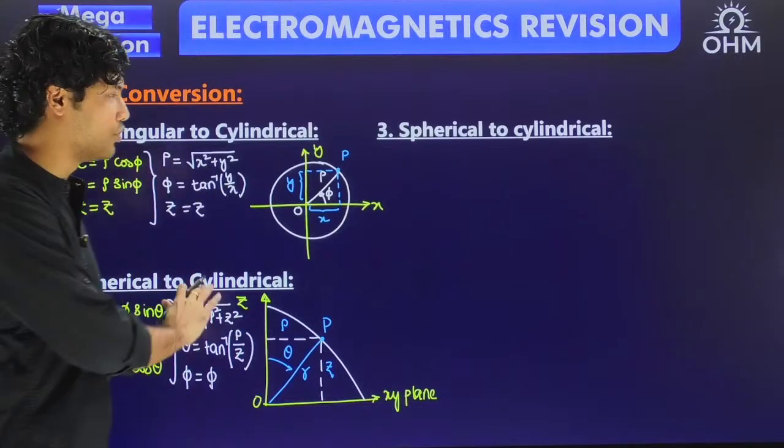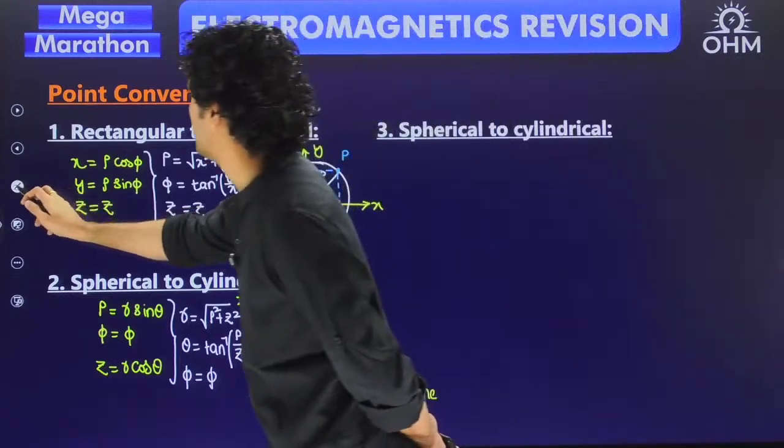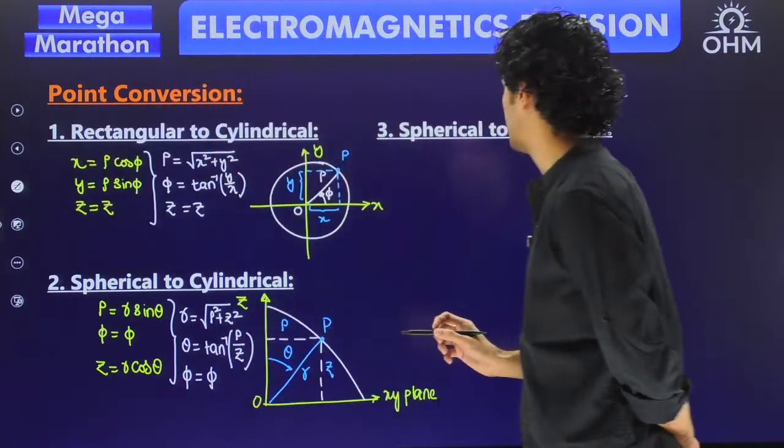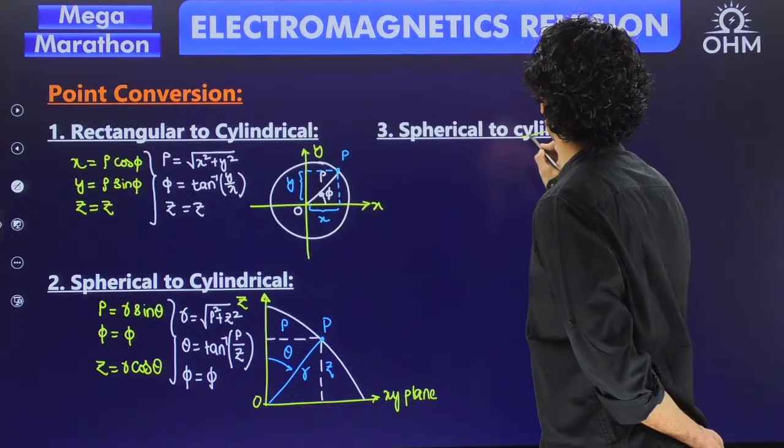That's it. If you remember these two by means of these two diagrams, now the last conversion is not a big deal. The last conversion, if you notice, is from spherical to rectangular.